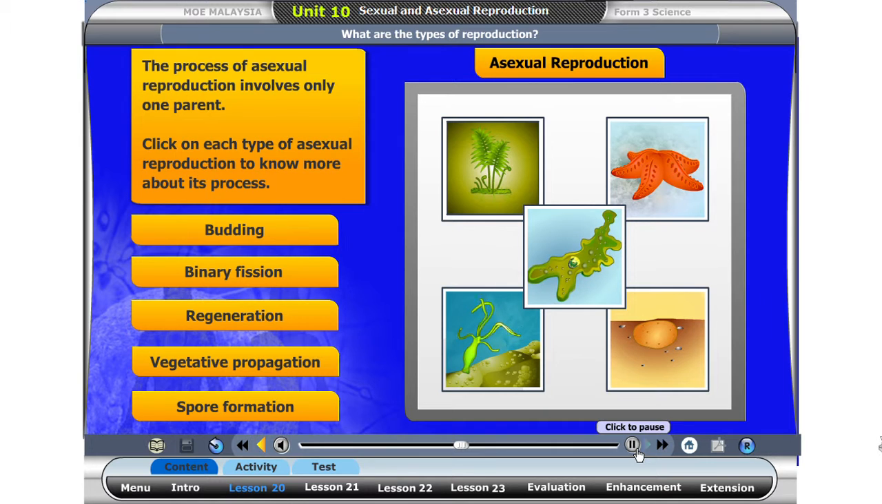There are several types of asexual reproduction. The types of asexual reproduction include budding, binary fission, regeneration, vegetative propagation, and spore formation. Click on each type to know more about its process.